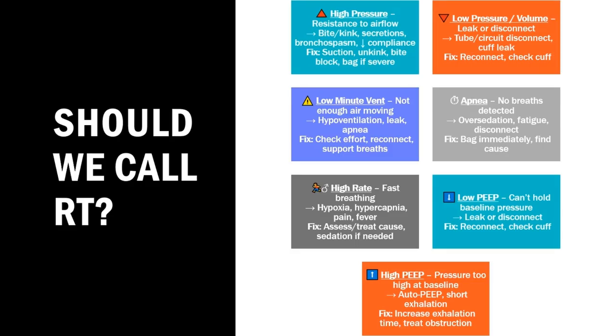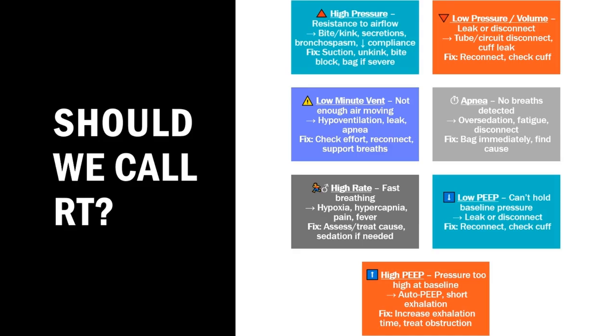Is it connected, or has the ET tube and the circuit become disconnected from each other? That's the most common cause of this alarm. If so, all you have to do is connect those two right back together. The ventilator should automatically pick up and start breathing for them again.